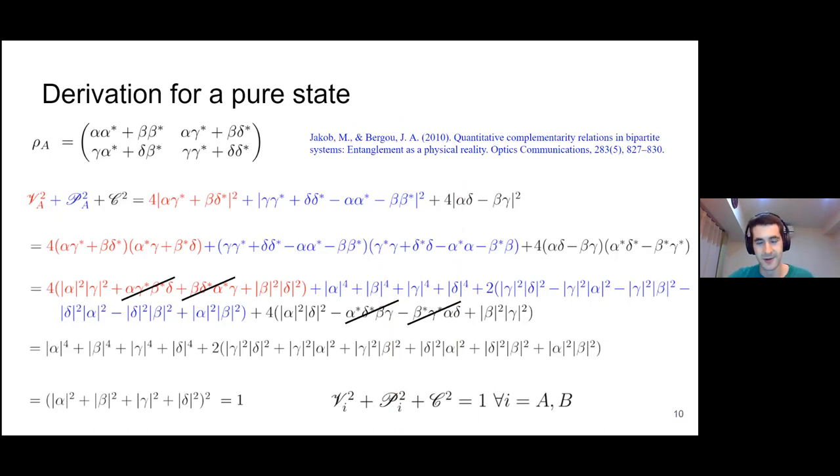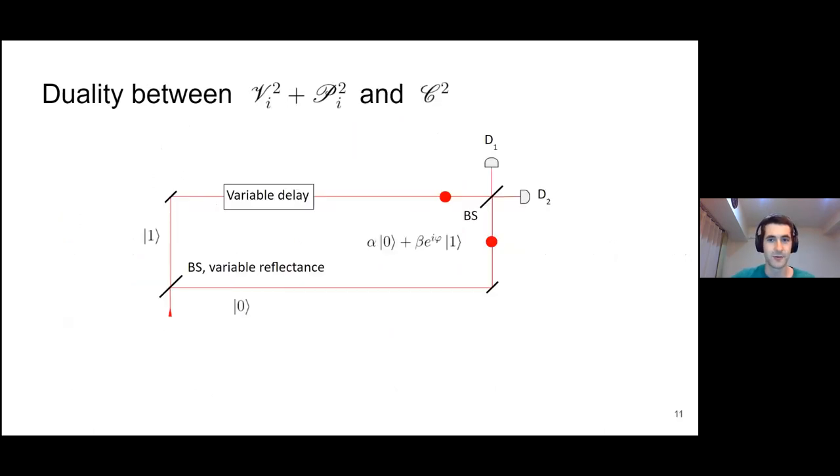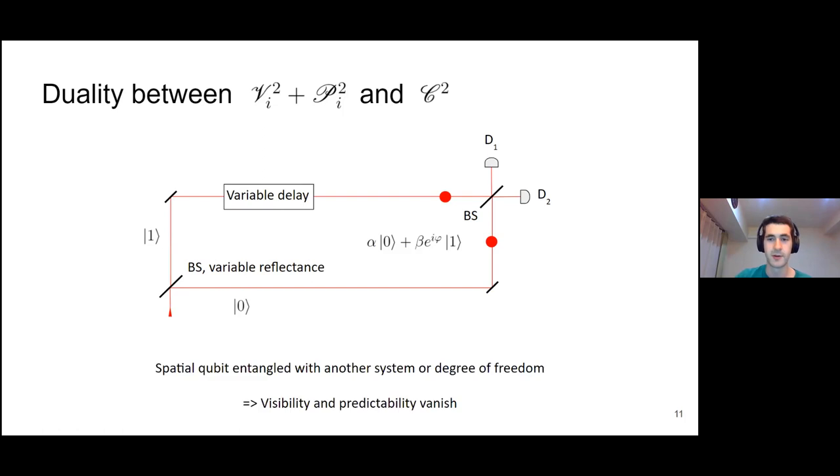So now, a very important question: how are we going to do this? Coming back to the interferometer that I spoke about before, it means that if we do this experiment with a single photon, which is put in a superposition state, if this qubit would be entangled with any other system or any other degree of freedom, it would spoil any visibility and predictability.